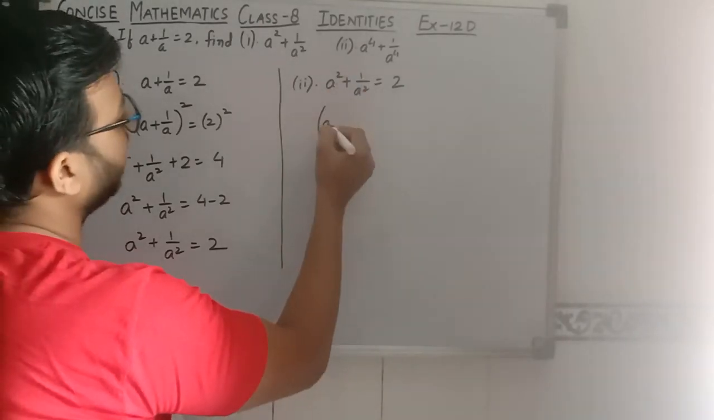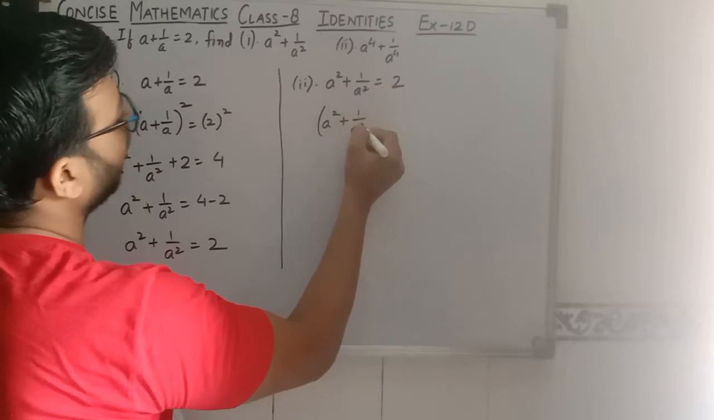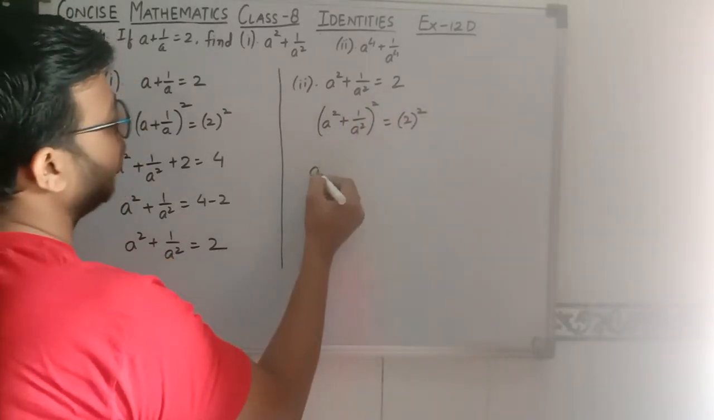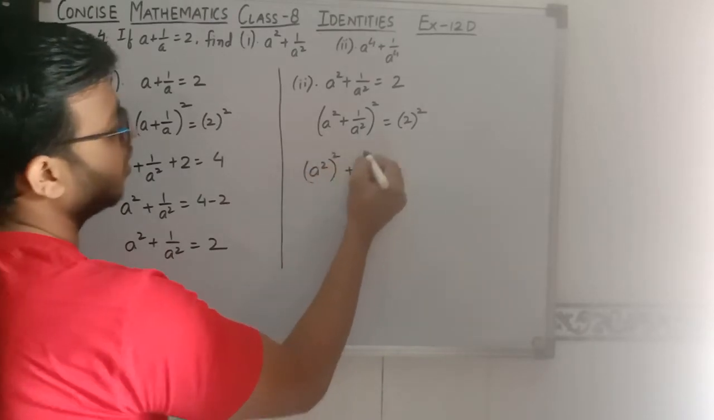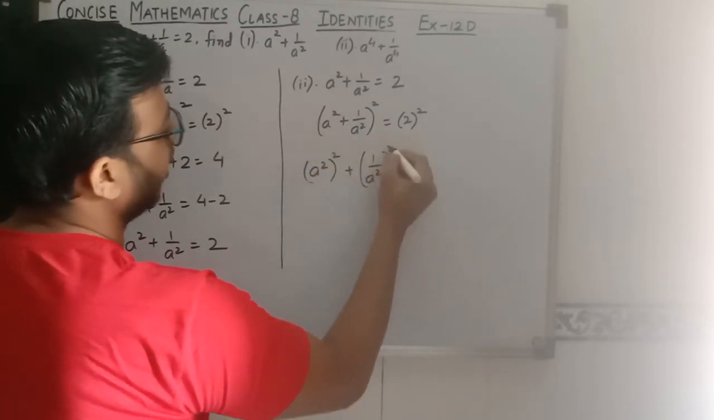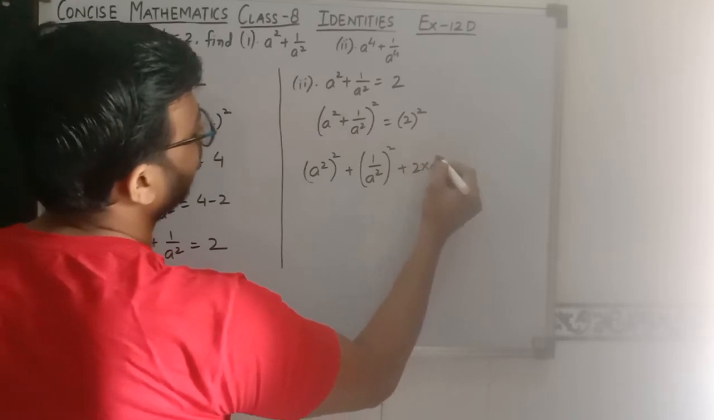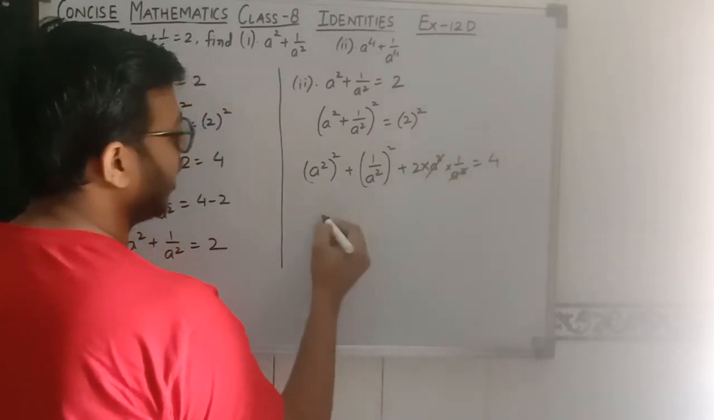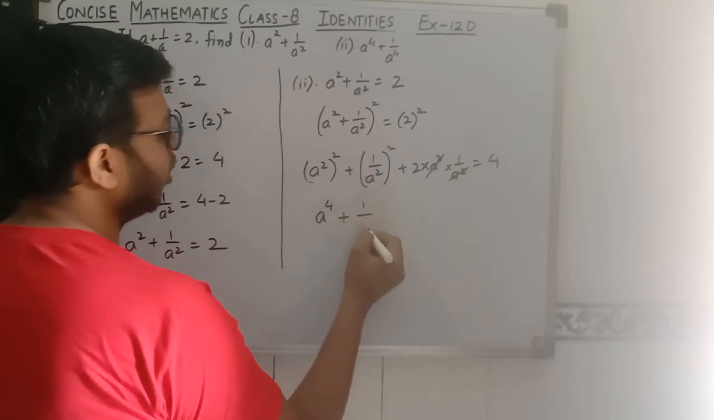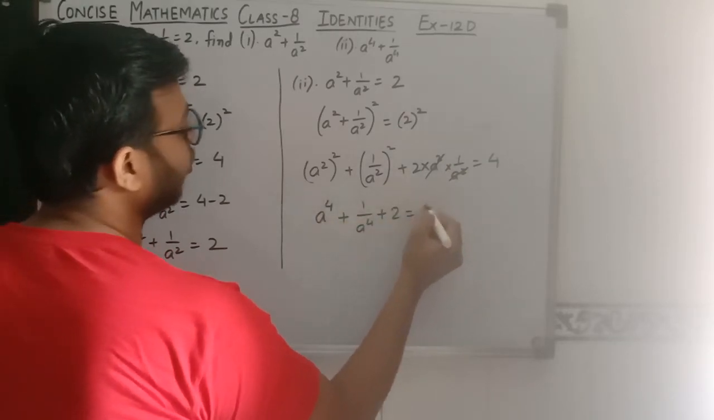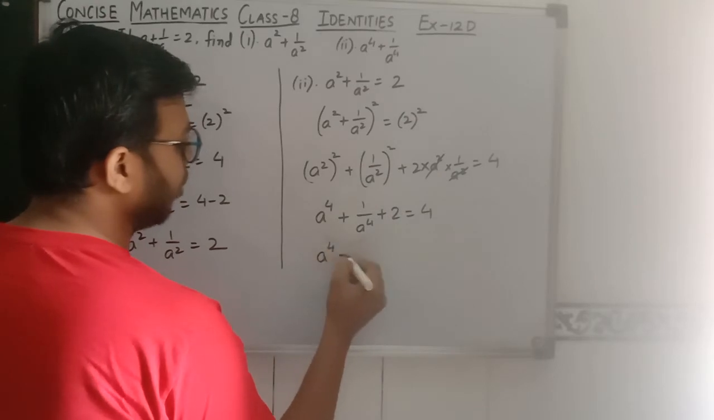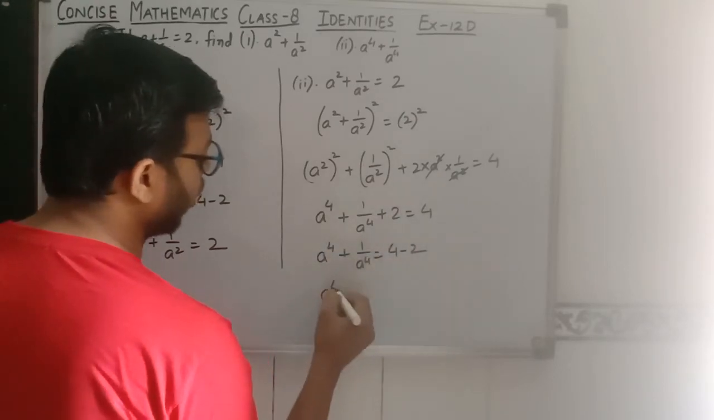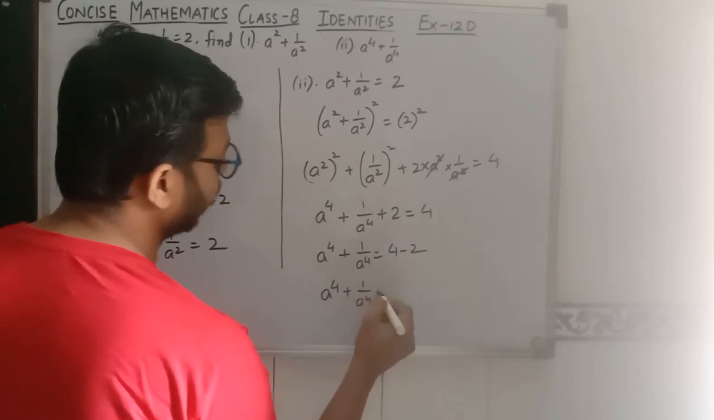Now squaring both sides, it will become a square plus 1 upon a square, to the whole square, is equal to again 2 square. So it will become a square to the square, plus 1 upon a square to the square, plus 2 into a square into 1 upon a square, is equal to 4. Here a square can be cancelled. It will become a to the power 4 plus 1 upon a to the power 4 plus 2 is equal to 4. Now shift 2 to the other side, so it will become 4 minus 2. So overall the answer will be 2.